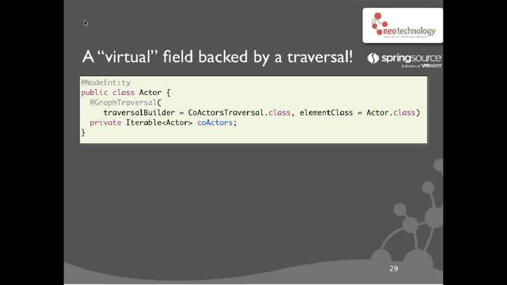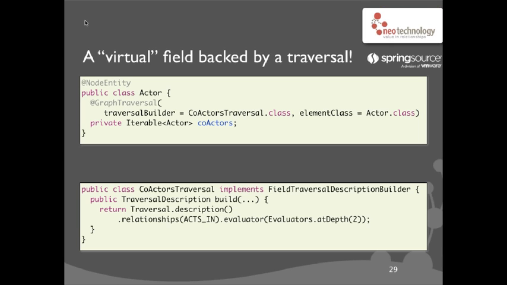Now, to get even more fancy, what if we refactored the traversal code into a separate class, co-actors traversal? Then it turns out that you can create an iterable of actors called co-actors here, and you can annotate that with an @graph traversal. And then you can point it to a traversal builder, which is basically the code. I'm going to show you the code in a minute, but basically the exact same traversal code that we had on the previous slide. And we're going to tell it to return the nodes wrapped in actor instances. And we're done. And so we have a so-called dynamic or a virtual field, which is backed by traversal.